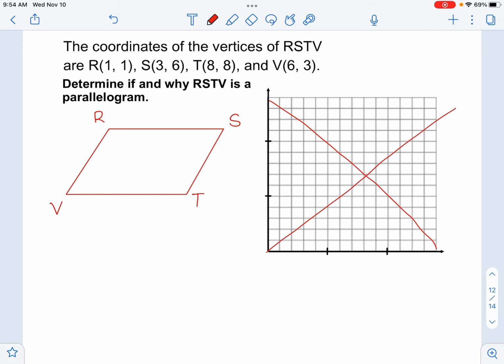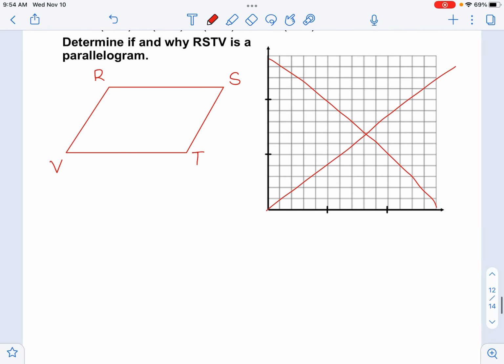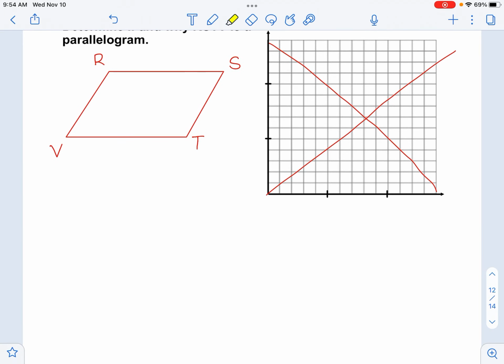Okay. All right. So now what I'm going to do is I have to know if this is a parallelogram. So if this is a parallelogram, then I know that RS is going to be parallel to VT. So what I'm going to do is I'm going to find the slope of RS and I'm going to find the slope of VT.